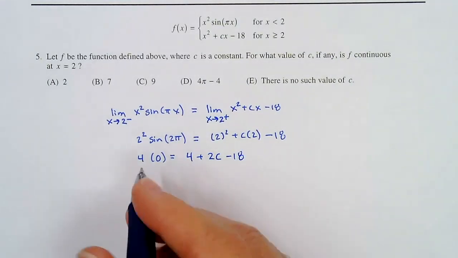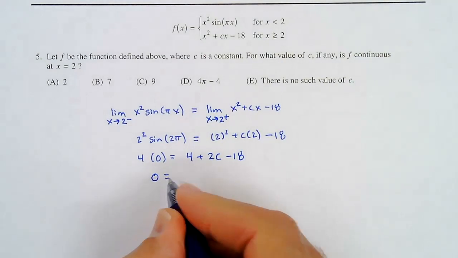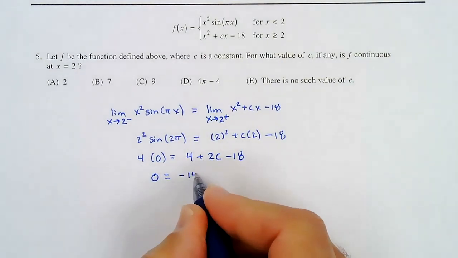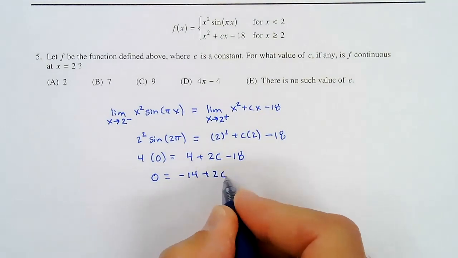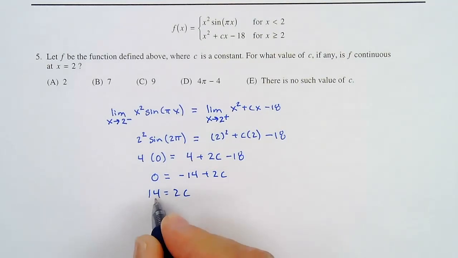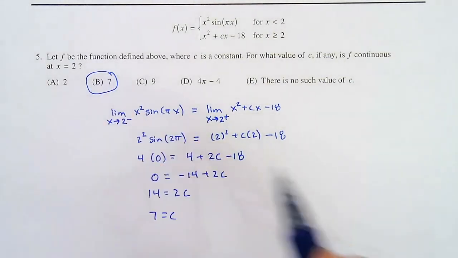And then this would equal 4 plus 2c minus 18. And so we can combine these, and this left-hand side is 0. This right-hand side becomes minus 14 plus 2c. And move the 14 over, we get 14 is equal to 2c. And then 14 divided by 2 is 7. And so c would have to equal 7. And so the correct answer is B for number 5.